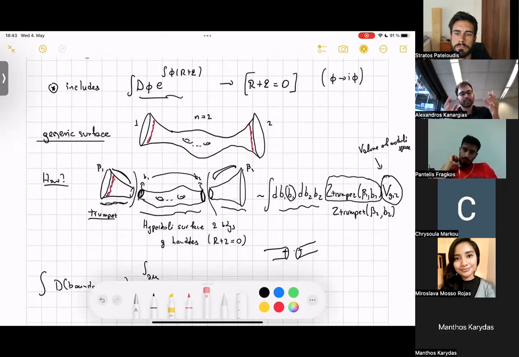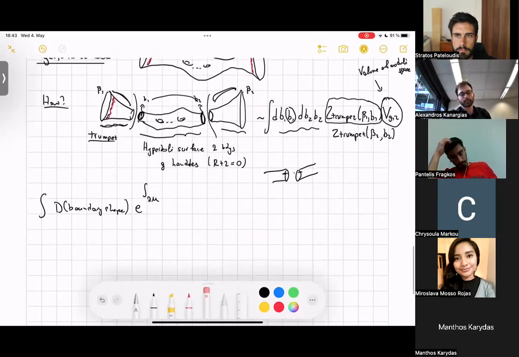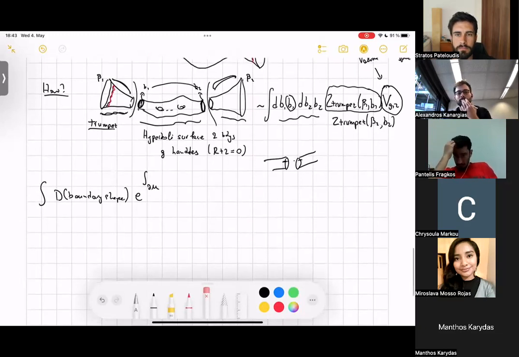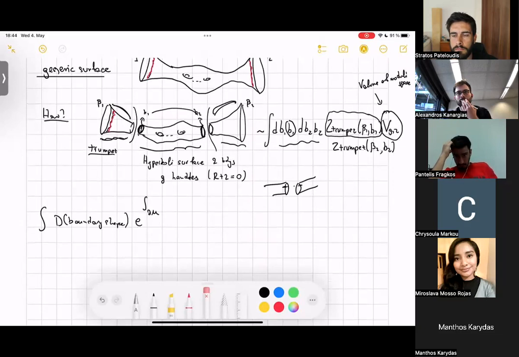So one part is this: you can make a surface with a certain number of handles and boundaries that fulfills this constraint, but the metric is not unique, so there are deformations that will still fulfill R + 2 = 0, and that's what you're integrating over. Great, thank you. Does the volume term depend on B1 and B2? Yes. Okay, thanks.